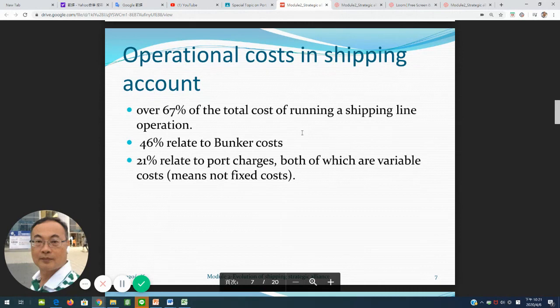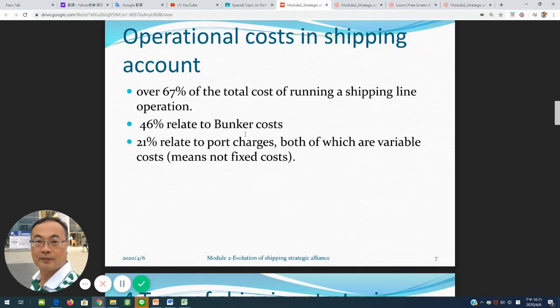Here is just to show you operating costs in the shipping account. 67% of total cost belongs to operating cost, including ship navigation and berthing, and so on. 46% is related to the bunker cost, that means fuel cost. 25% is related to the port charge. That means when the ships anchor at the port, they have to pay the port charge.